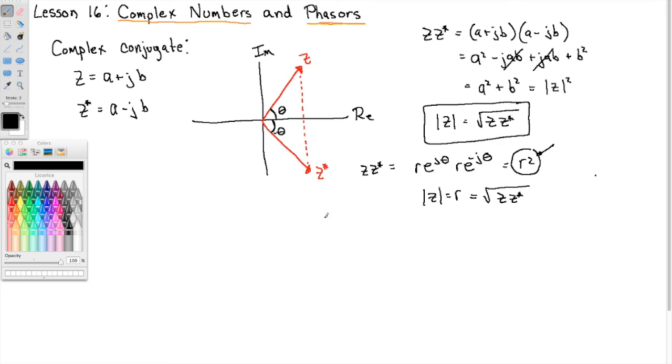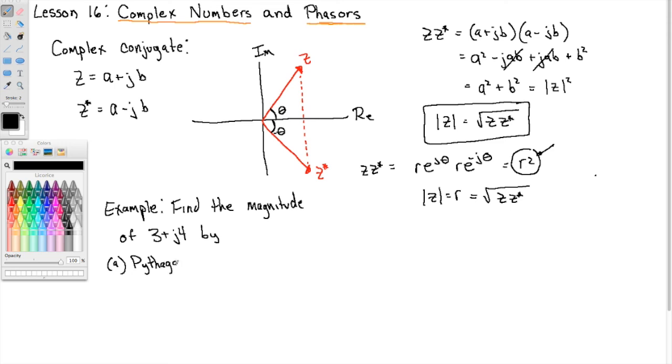All right, so let's look at a concrete example. Find the magnitude of 3 plus j4 by, we're going to use the Pythagorean theorem, and we're going to use the complex conjugate. Okay, and of course both of those we should get the same answer.